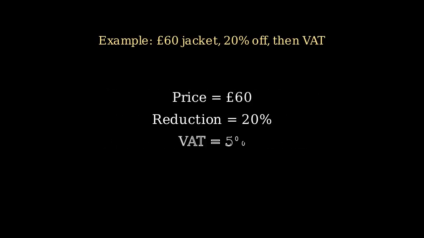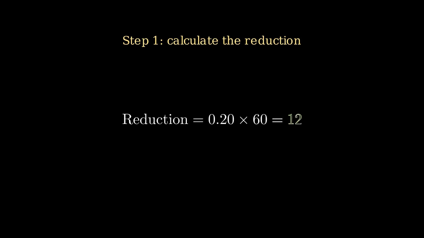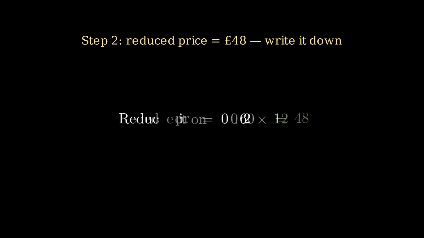Let's see why, using an example. A jacket costs £60. It's reduced by 20% and then 5% VAT is added on top. We want the final price. Step 1. Work out the reduction. 20% of £60 equals £12. Write that down on its own line. Reduction equals 12.